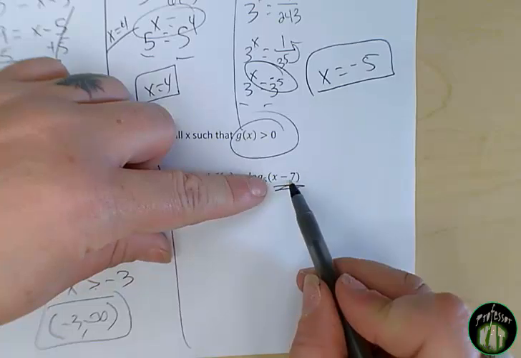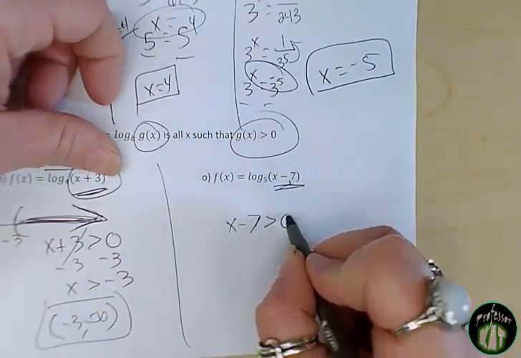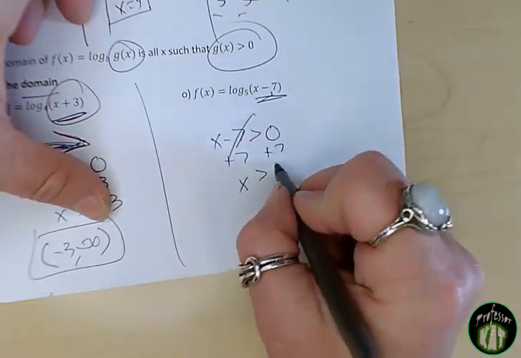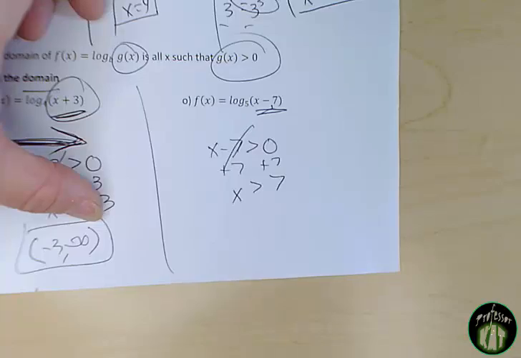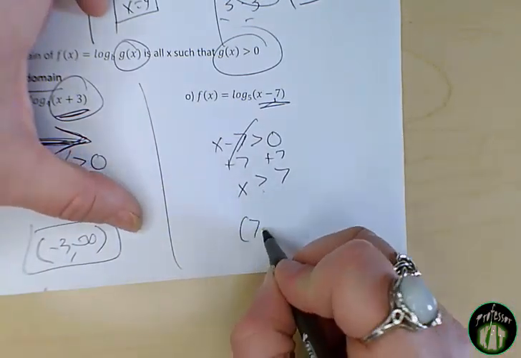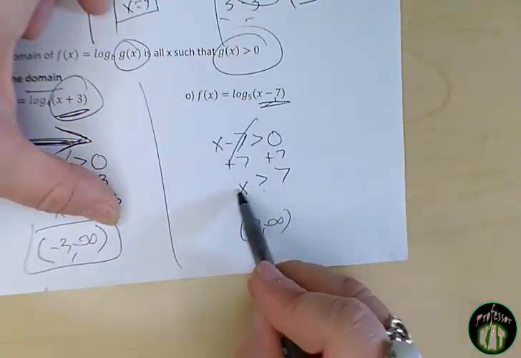Next example, again, take your g of x. Here it's x minus 7. Set it greater than 0 and solve. Add 7 to each side, and x is greater than 7. Interval notation here, parentheses on the left. Everything greater than 7, so we want 7 to positive infinity.